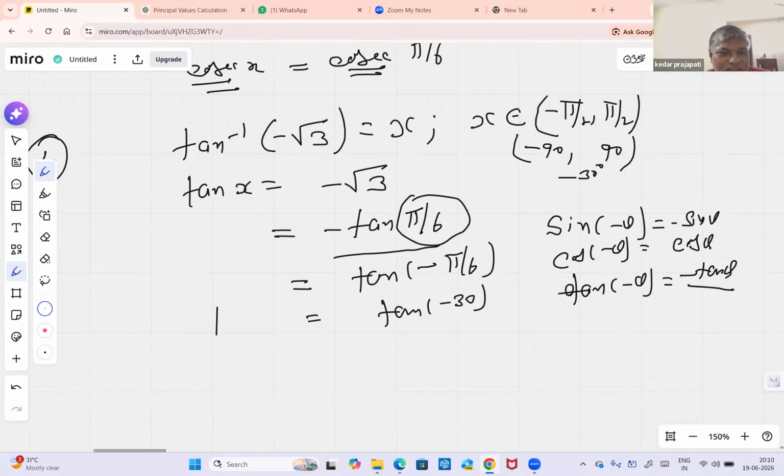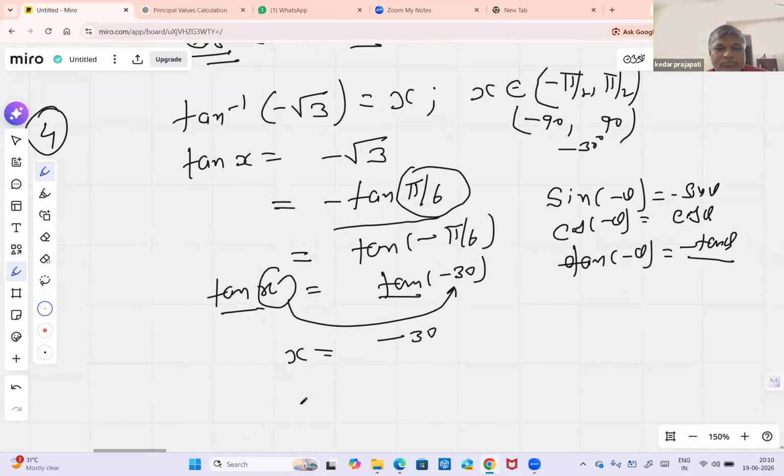Tan x, so tan and tan is okay. Right? So this x value will be minus 60. x equal to minus 60. But what is x? In the exam, write the complete sentence: tan inverse minus root 3 is equal to minus 60. Clear?